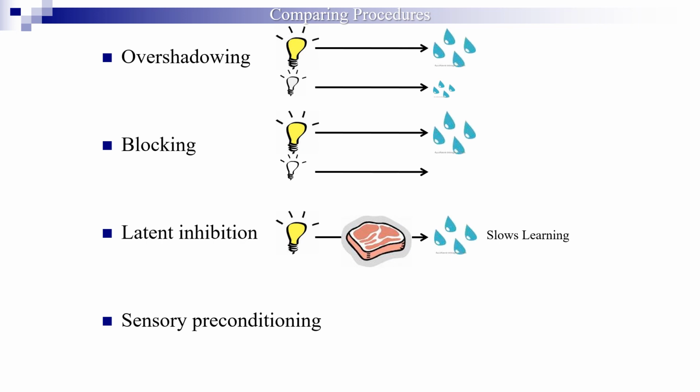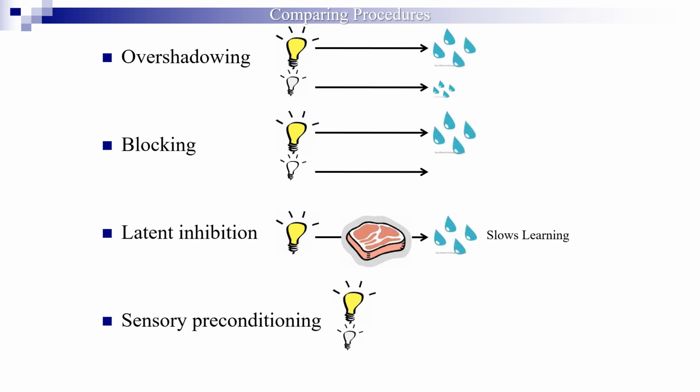But what happens here is that because that stimulus was presented by itself for a while before it was ever paired with an unconditioned stimulus, we see that conditioning just in general happens slower because of this initial exposure to the stimulus by itself.